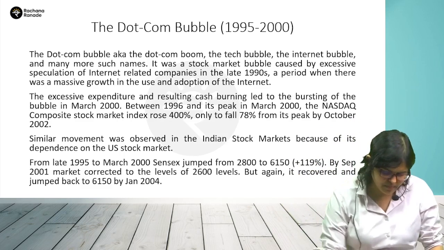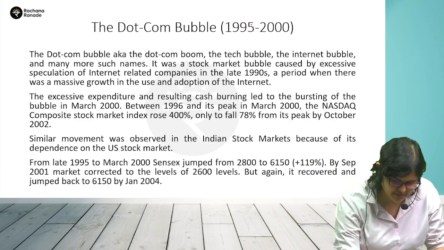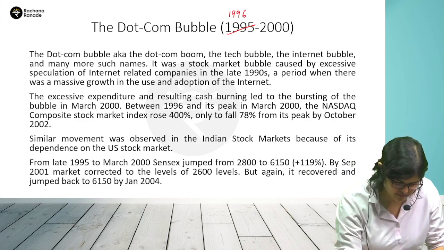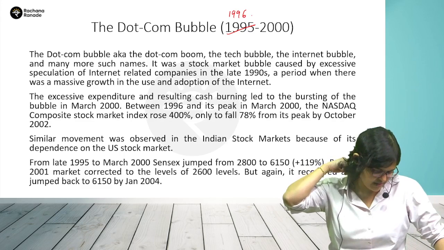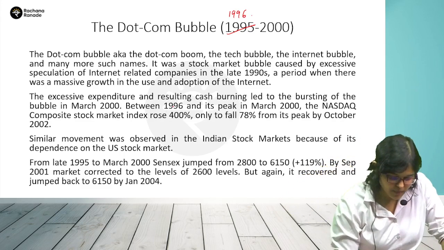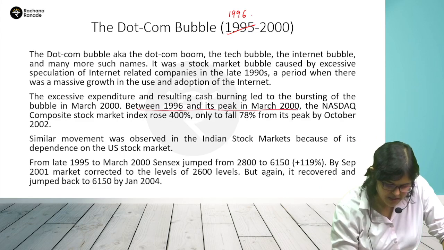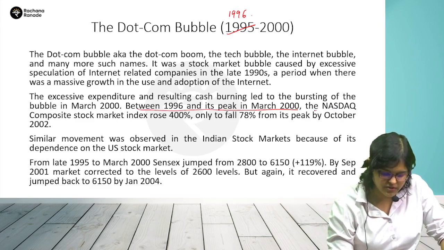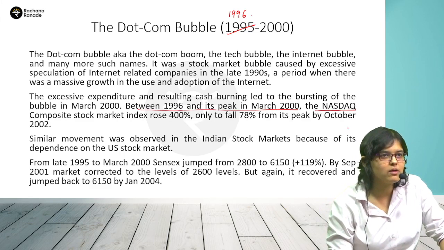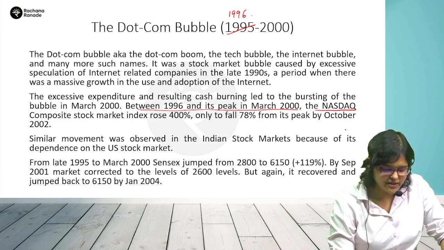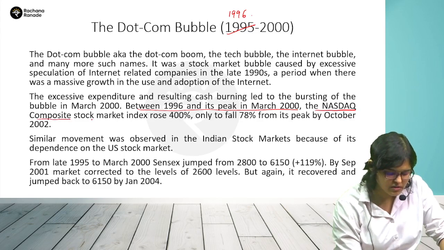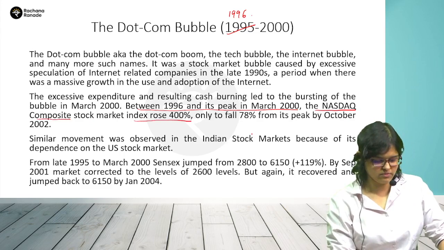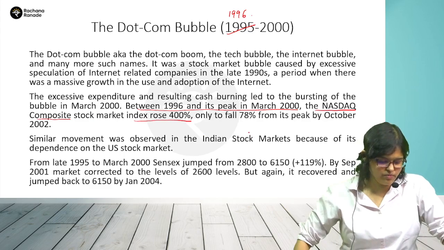A lot of investment happened between 96, this is somewhere around 96, 97, by the way. Whatever you can write, 96 also you can write if you want. It's a rough time frame, 95, 96, 97, whatever. So between 96 and its peak in 2000, Nasdaq composite, I'm going to ask a question to you. Between 96 to 2000, Nasdaq composite, means the Nasdaq index, rose by 400%.